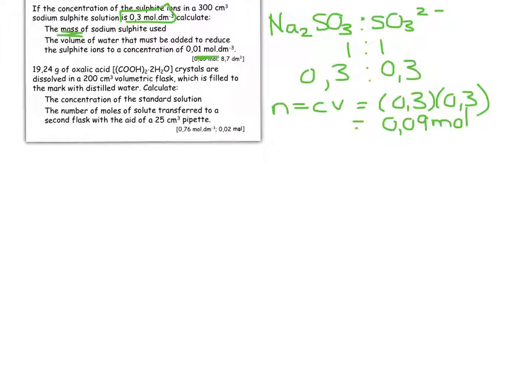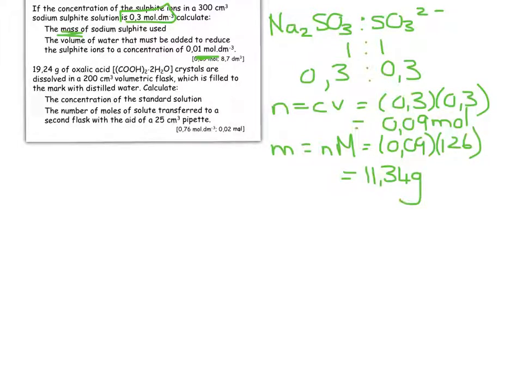The question asked me for the mass, so I now need to say mass is equal to number of moles times molar mass of sodium sulfite. So it's 0,09 multiplied by the molar mass of sodium sulfite, and that's going to be 23 plus 23 plus 32 plus 16 plus 16 plus 16, and it comes out to be 126. And the mass that I get is then 11,34 grams.